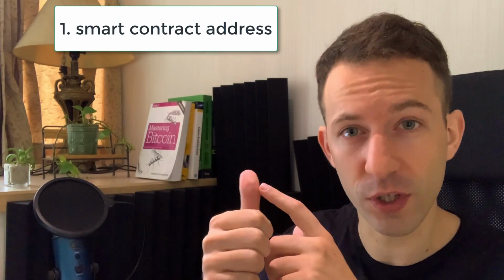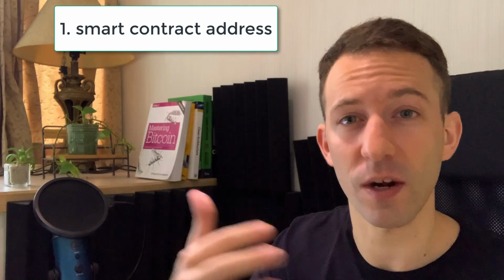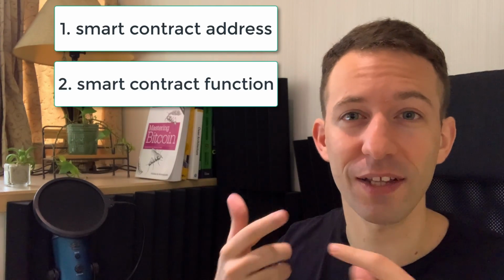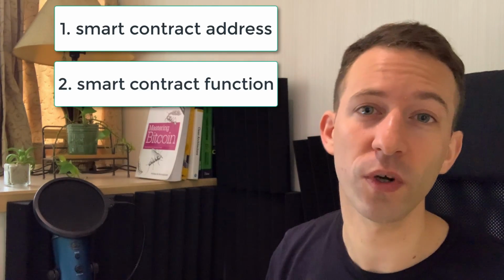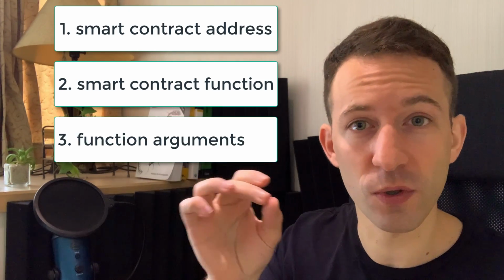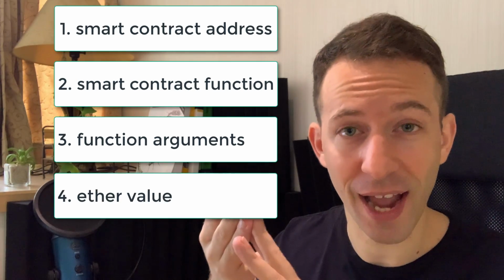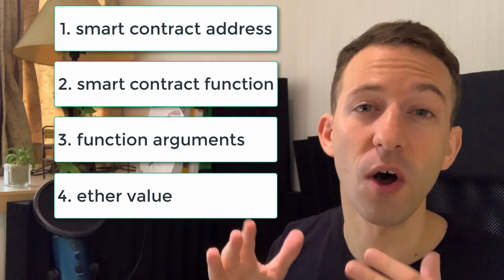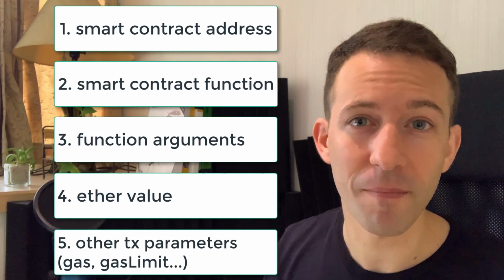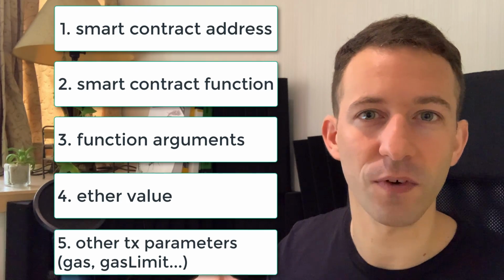When you use the call or the transaction API of Ethereum, you need to specify a few things. First, you need to specify the address of the smart contract that you want to interact with. Then you need to specify the name of the function that you want to call. Then you need to specify the arguments that you give to this function, if it accepts any. Then you need to specify if you send some ether, so this is only for the transaction API. And finally, you have other parameters that are specific for transactions.